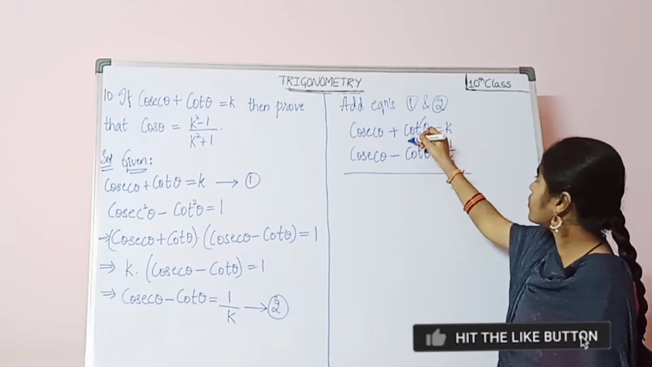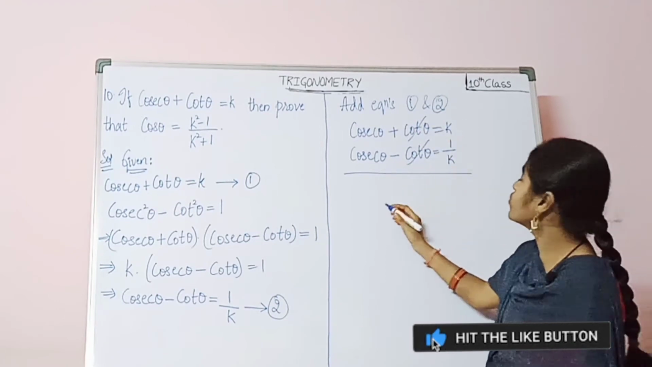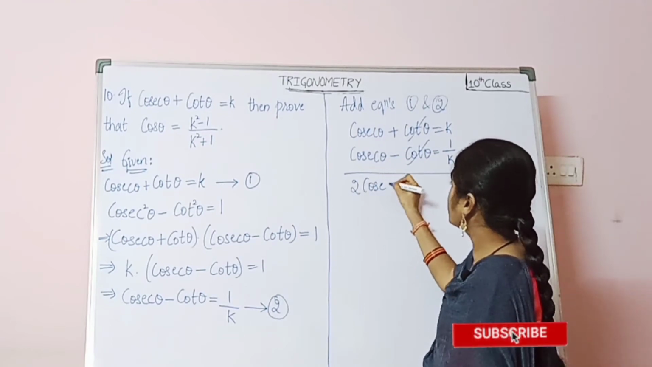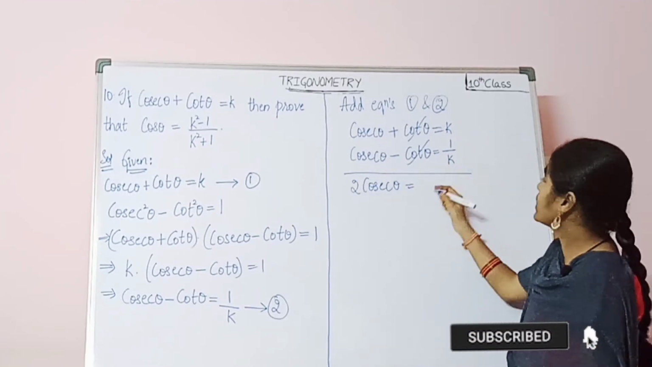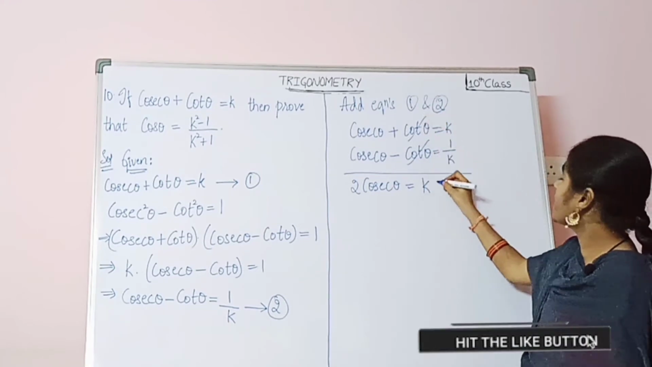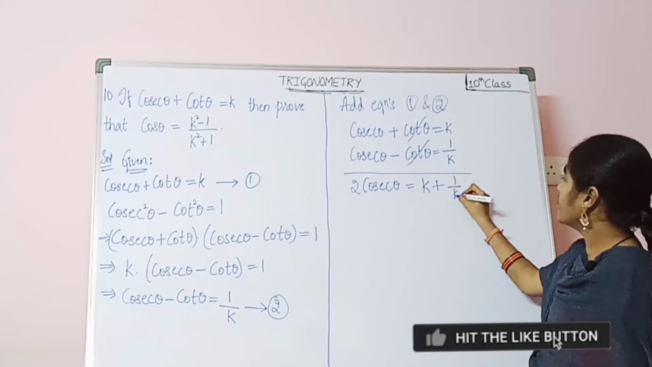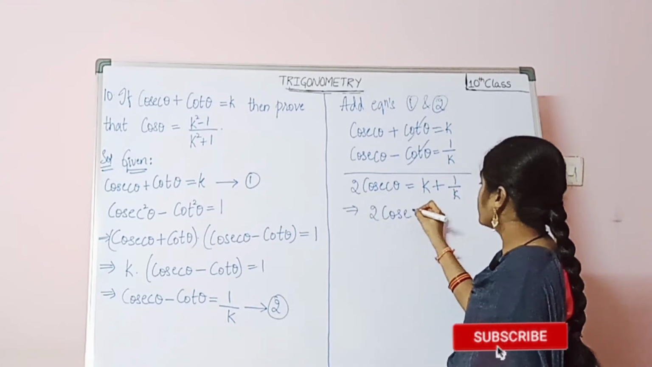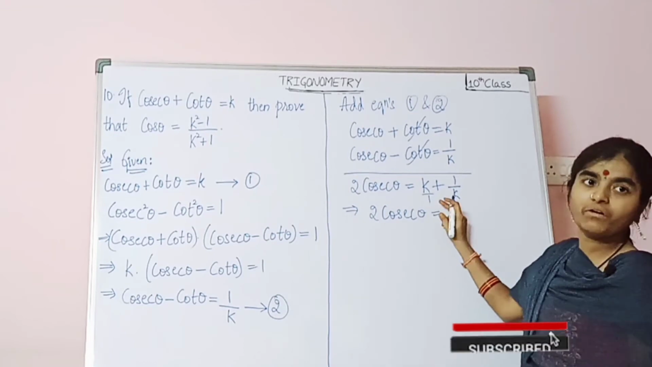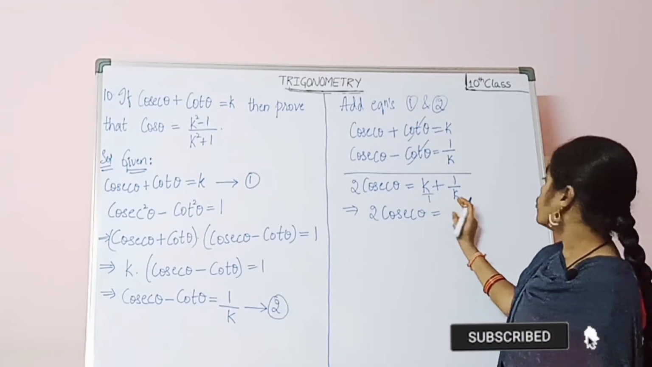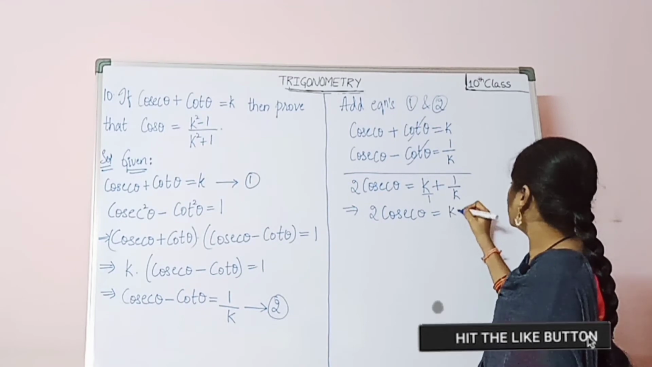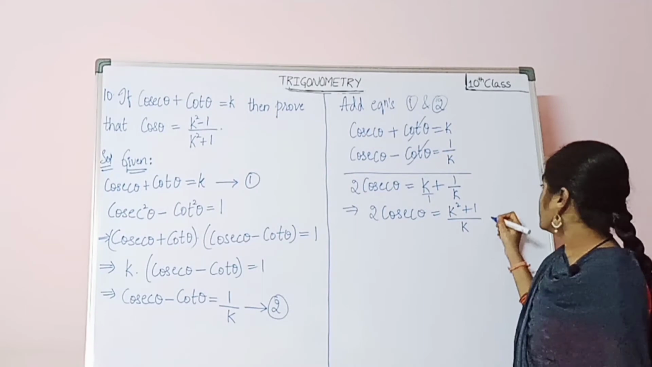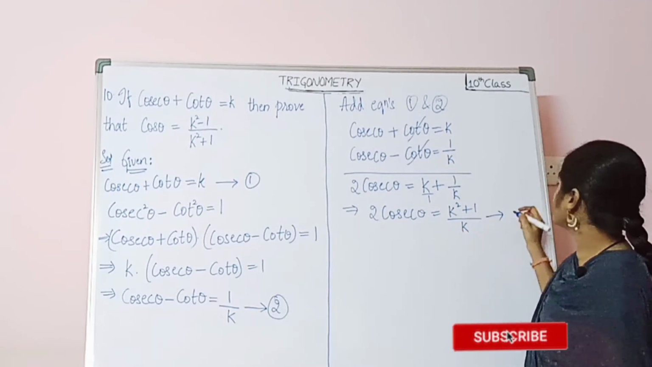Now plus cot theta and minus cot theta both cancel. So cosecant theta plus cosecant theta, 2 cosecant theta, equals K plus 1 by K, since we have to add. That implies 2 into cosecant theta equals, taking LCM, K into K, K square plus 1, into 1, 1 by K. This we consider as equation 3.